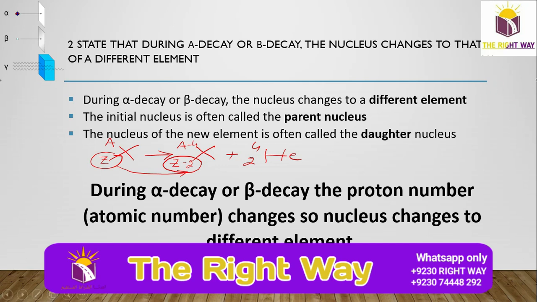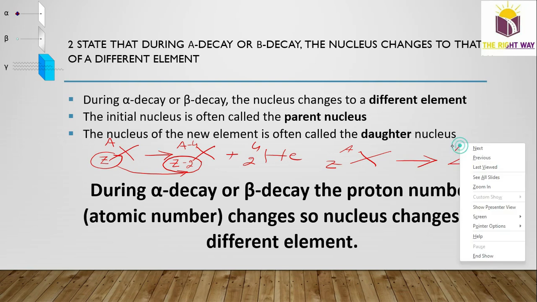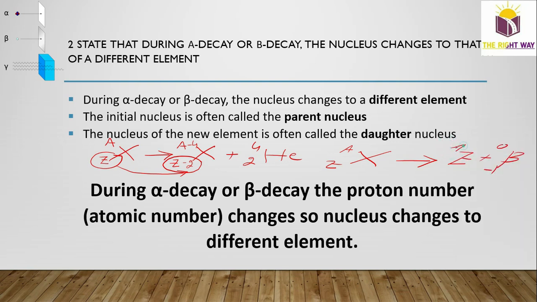Same for the case of beta, in which we will get an electron. In beta, for example, we have X A Z, a parent nucleus, which is going to decay with the beta decay, beta 0 and minus 1. In this case, our atomic mass remains the same, but the atomic number increases by 1. How is this going to happen?